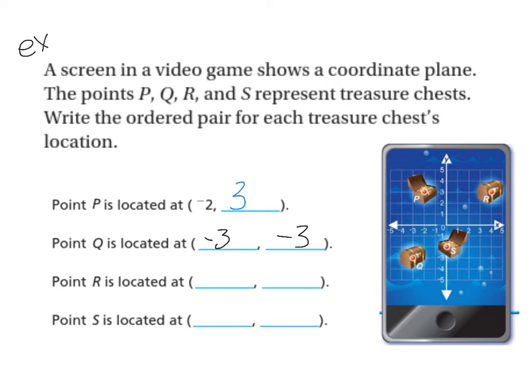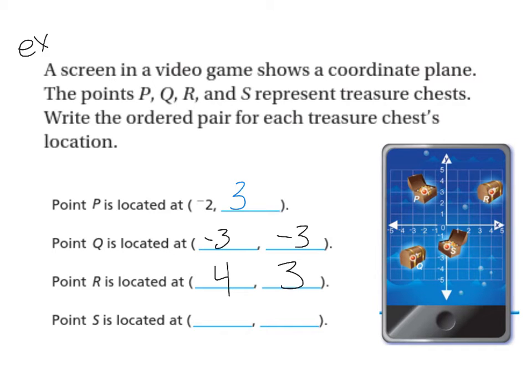Let's go ahead and find R. You probably are like, oh, I'm starting to catch on, which is awesome. So we start at 0. We're going to come across first. So we're going to the left or the right, so that's going to be positive. 1, 2, 3, 4. Up 1, 2, 3. So my location is 4 because I went to the right, +4. And because I went up, it is also a positive, and that was 3.